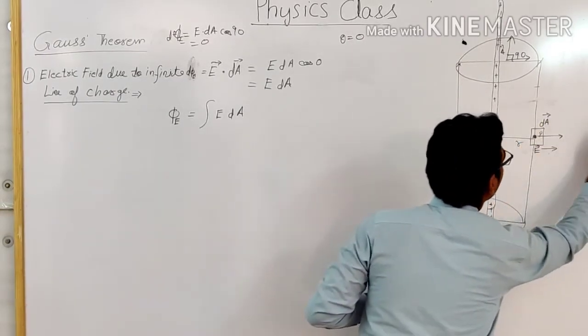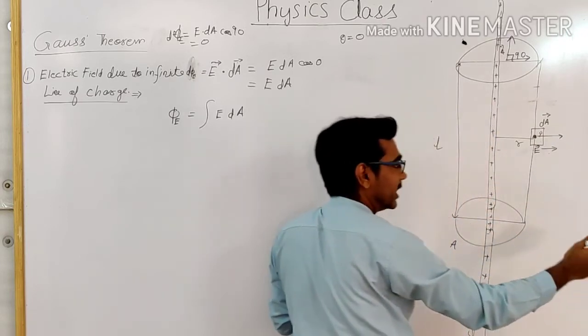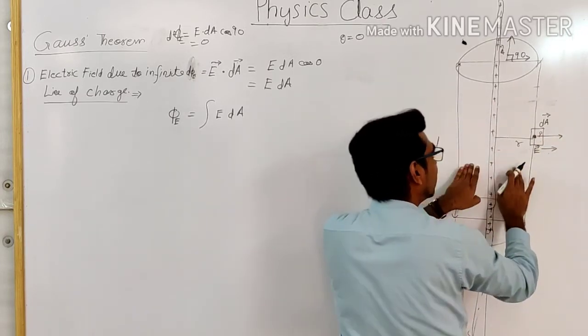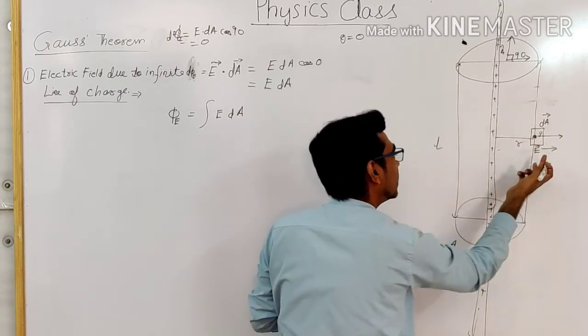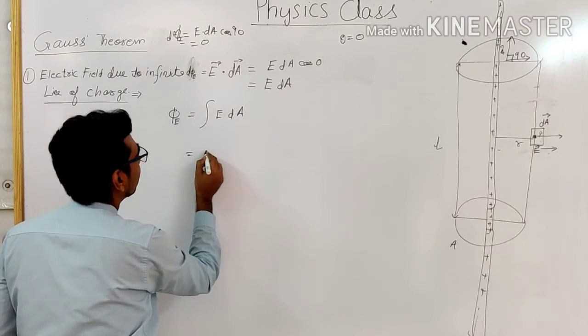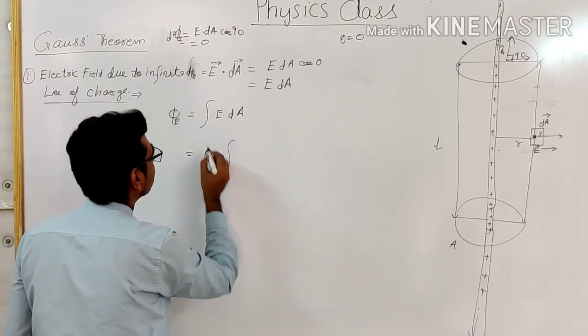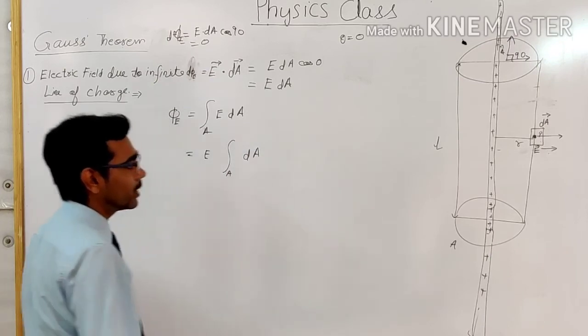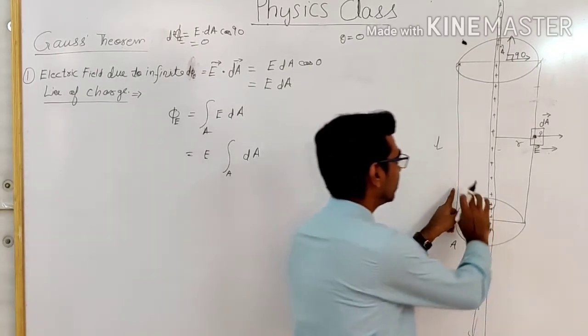If you move away, take a bigger cylinder, the electric field will change. If you take a smaller cylinder, the electric field will change. But for this particular cylinder, if you move on this surface, the electric field is going to be constant. And since it is constant, you can take it outside the integration sign. This is the area integral now, dA. So what is the total surface area?